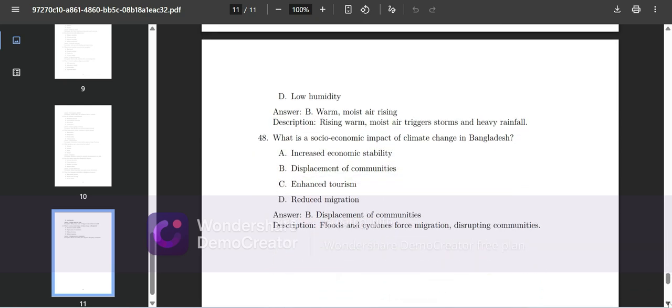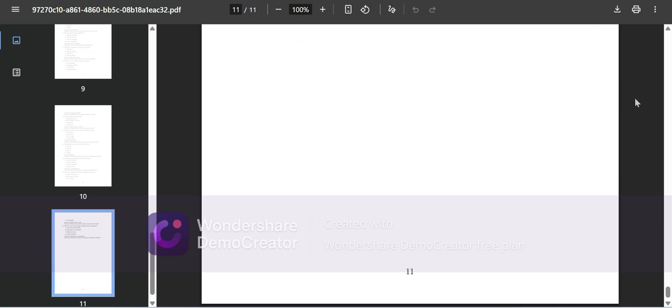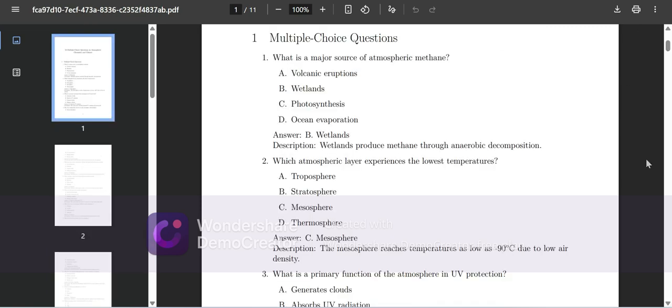What is a socio-economic impact of climate change in Bangladesh? Displacement of communities. Floods and cyclones force migration, disrupting communities. What is a major source of atmospheric methane? Wetlands. Wetlands produce methane through anaerobic decomposition.